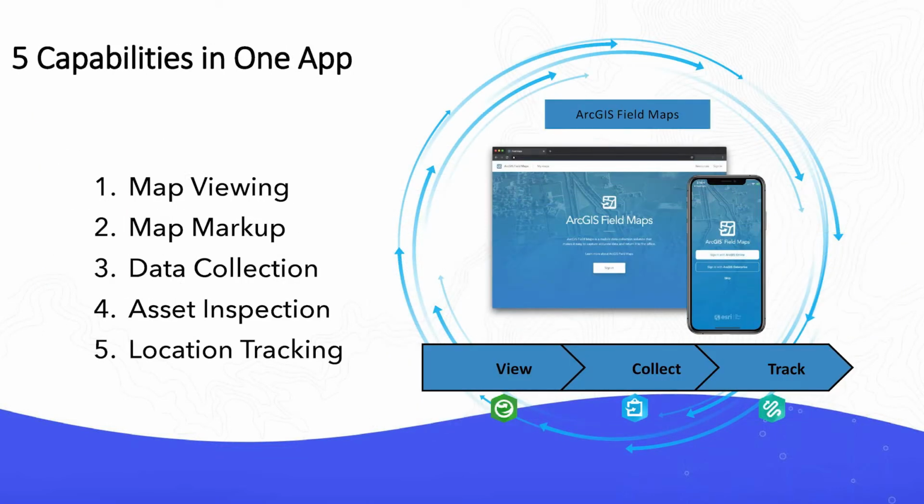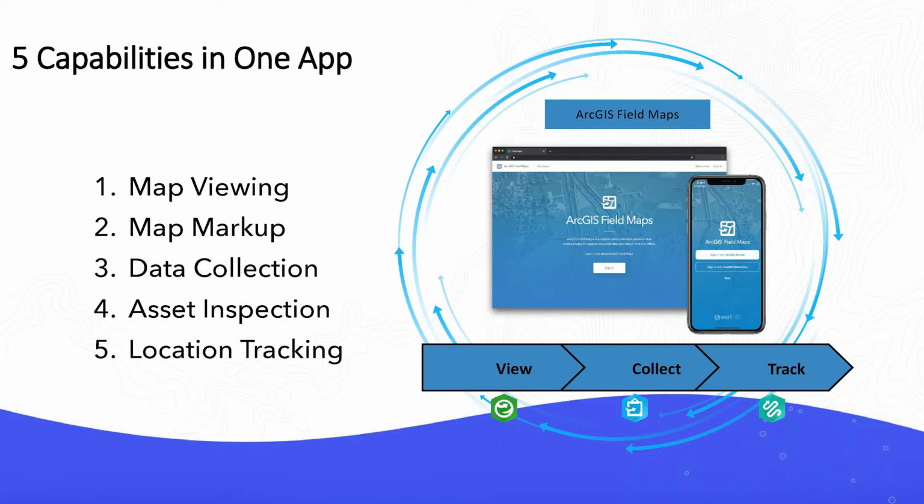ArcGIS Field Maps is the latest in the lineage of the ArcGIS field applications. For those familiar with ArcGIS technology, you may have in the past learned about or used apps such as ArcGIS Explorer, ArcGIS Collector, or ArcGIS Tracker. Field Maps has been designed to consolidate the capability of these three apps with even more advanced tools, really providing the end user with a robust all-in-one app that can facilitate map viewing, creation of markups and notes on maps, data collection, asset inspection, and with ArcGIS Tracker licensing, a premium capability, support location tracking of field workers.